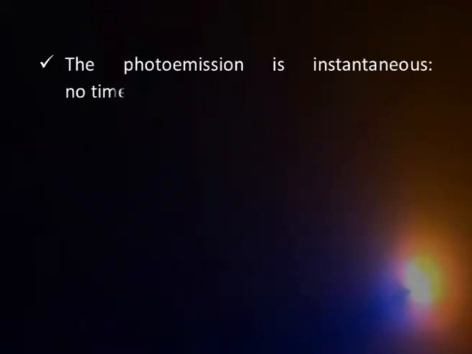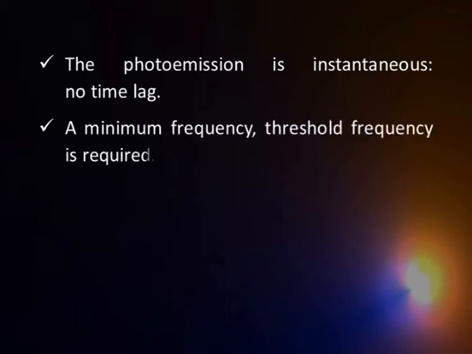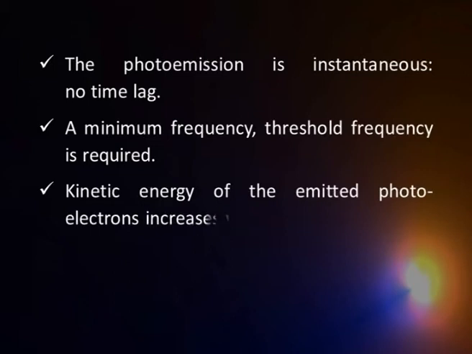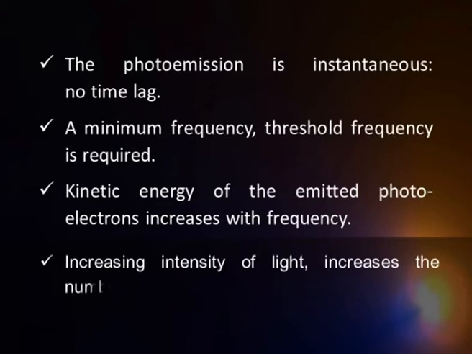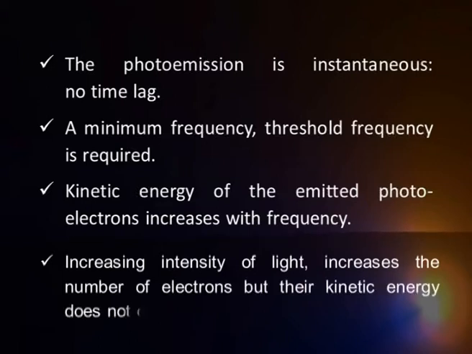So, let us see the four things we have seen. The photoemission is instantaneous, that is, there is no time lag. A minimum frequency, called the threshold frequency, is required. Thirdly, the kinetic energy of the emitted photoelectrons increases with frequency. And lastly, increasing intensity increases the number of electrons, but their kinetic energy does not change. So, there are four significant observations vis-a-vis our experiment of the photoelectric effect.